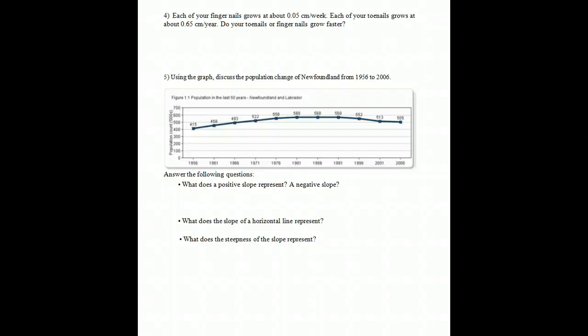Okay, still in the same section, we'll continue with the questions. Each of your fingernails grows at a rate of 0.05 centimeters per week. Each of your toenails grows at a rate of 0.65 centimeters per year. Now our rates are not in the same quantities, so we need to change them over. And maybe you should make a comparison here, changing this one to centimeters per week.